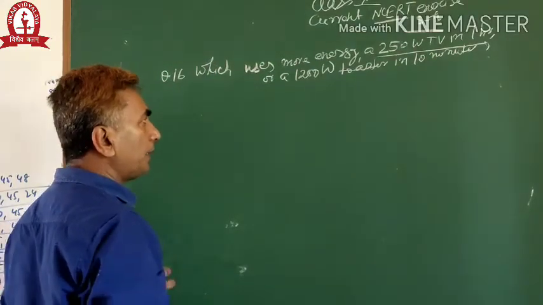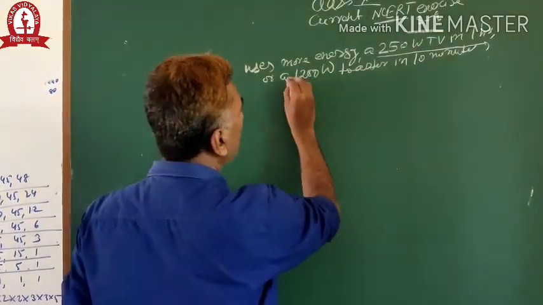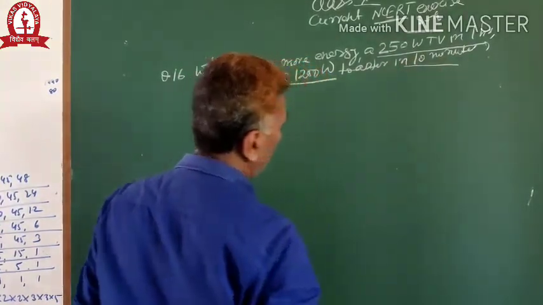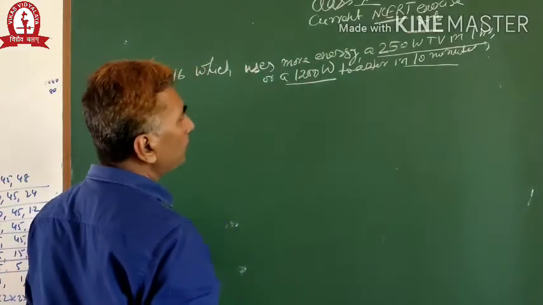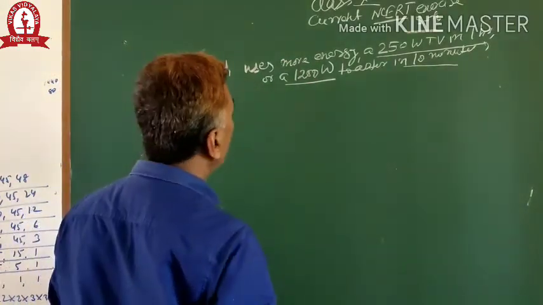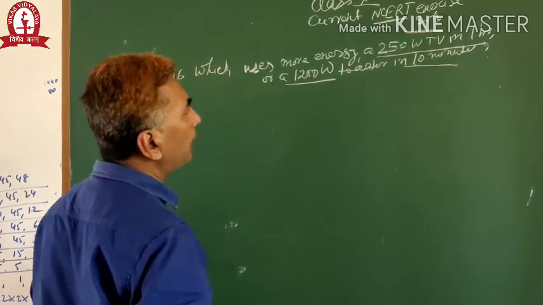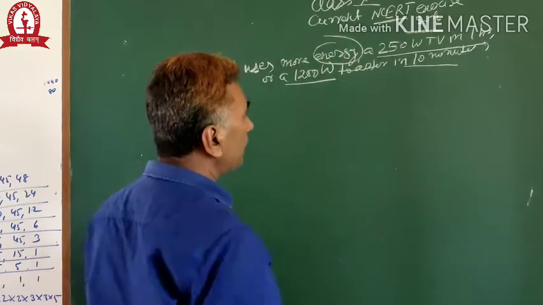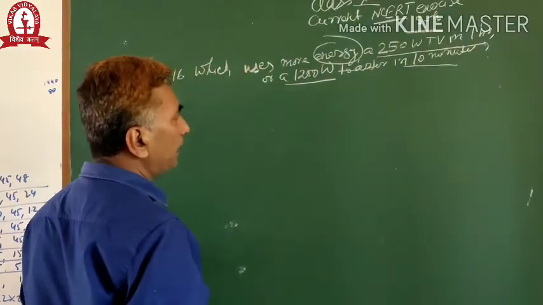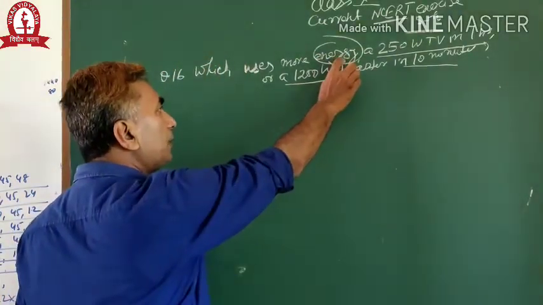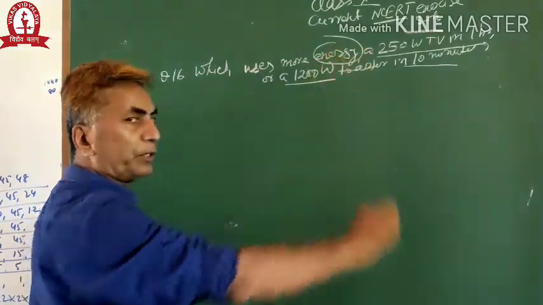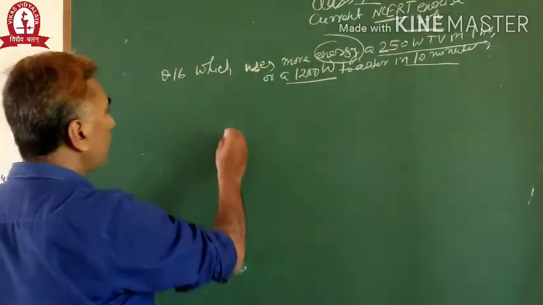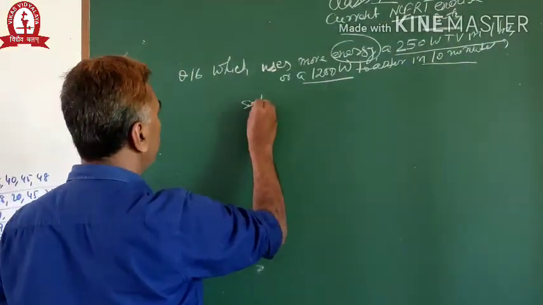I have to calculate the energy. And another device being used is a 1200 watt toaster in 10 minutes. For the solution portion, the energy can be calculated in SI unit, that is in joule, but it would be better if I calculate it in the commercial unit.